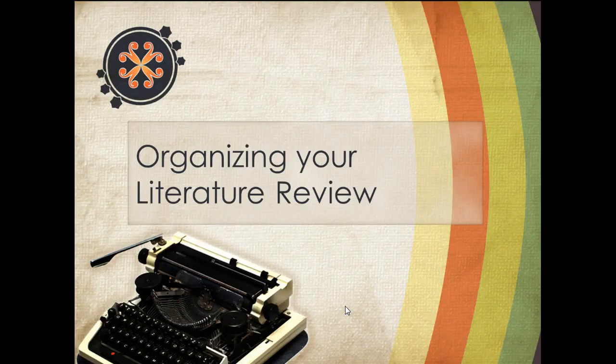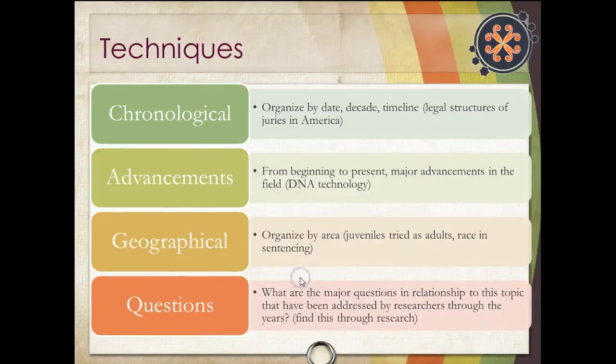All right. How to organize this. Organizing your literature review is usually where people get stuck. Because in an annotated bibliography, you go source by source, right? So for one source, you do a summary of it. You don't do that here. You organize your literature review by a specific organizational structure.